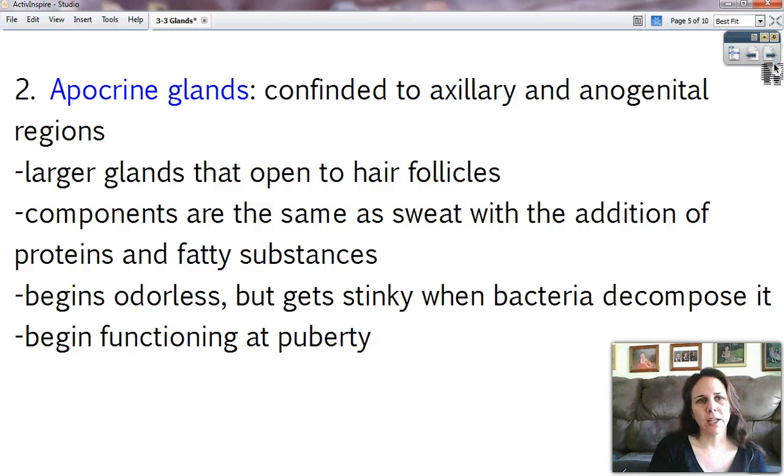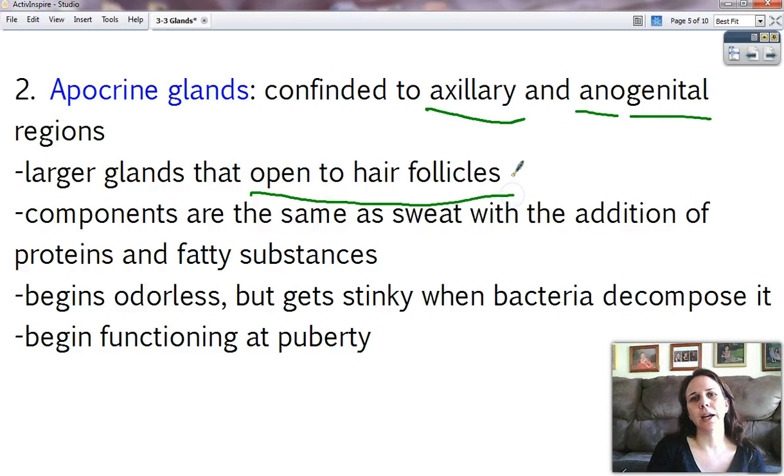All right, next one, apocrine glands. We said from last unit that apocrine glands are mainly milk glands, and they are, but there's some other ones as well. So apocrine glands are usually confined to the axillary regions, so your armpits, and the anogenital. I don't think I need to define what that is. These are bigger glands. As we saw from the previous picture, the area where the secretion collects is much bigger than the previous one. So larger glands, and they open to hair follicles. So these guys, the secretion comes out with the hair, whereas the sweat glands, it comes out without the hair.